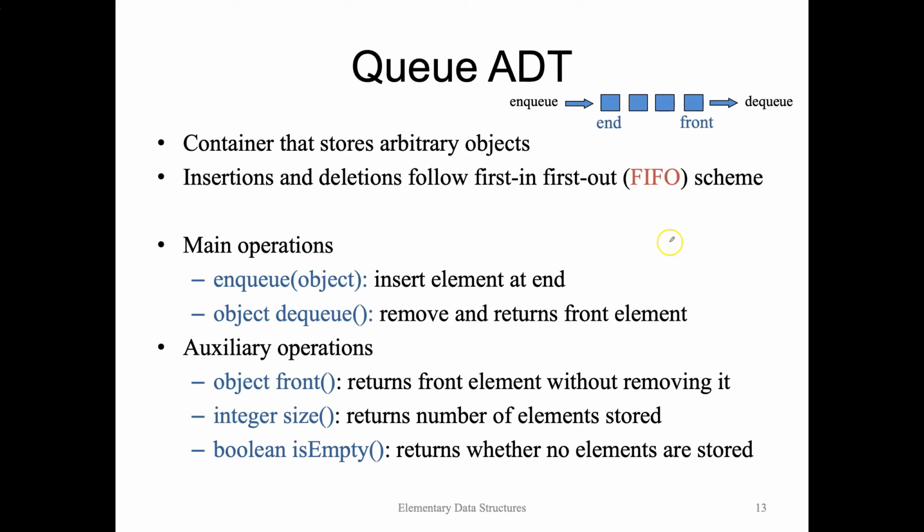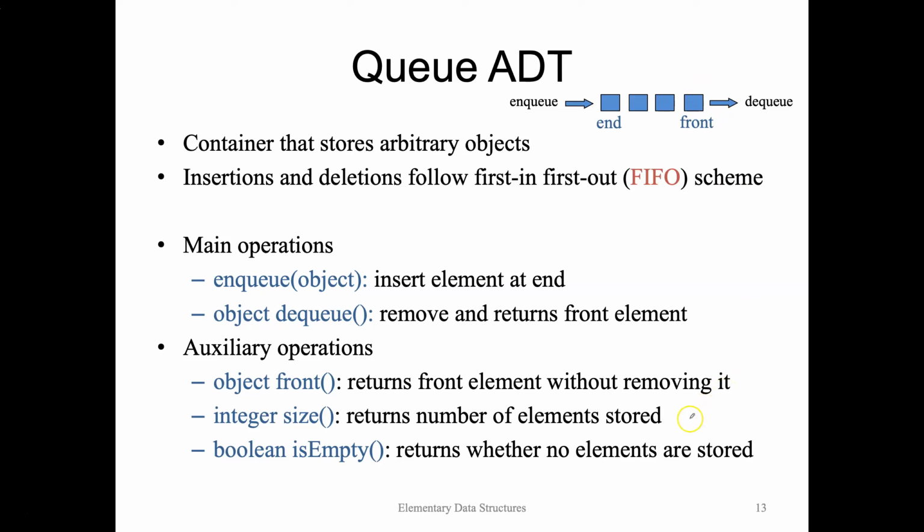The main operations this supports are: when you enqueue, this inserts at the end of the queue. When we dequeue, we remove and return whatever the front item is. And we can also support front. This will return whatever item is in front without actually removing it, whereas dequeue removes that item and returns it. Front will just return that element without removing it.